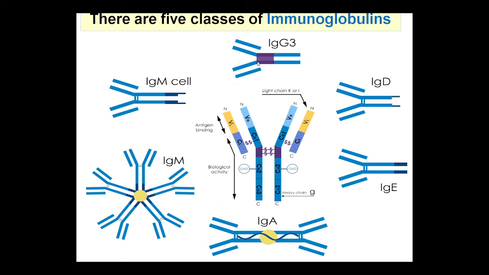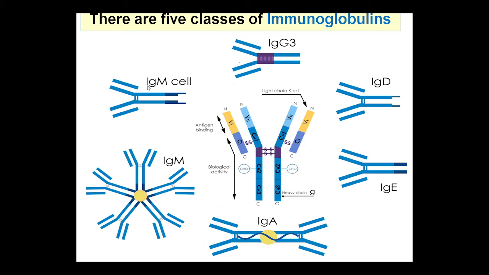This immunoglobulin can serve as the membrane receptor of B lymphocytes for antigen, occurs also as a soluble molecule, and is the major immunoglobulin that occurs in our blood as a result of humoral immune response. This is the most concentrated immunoglobulin.